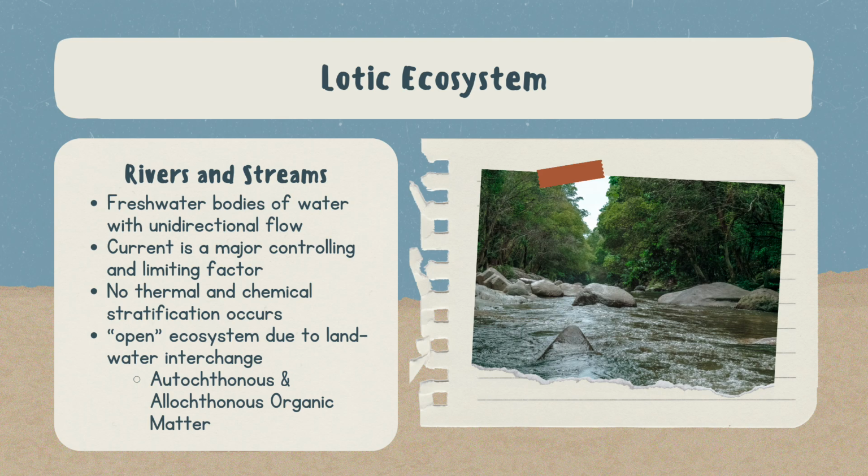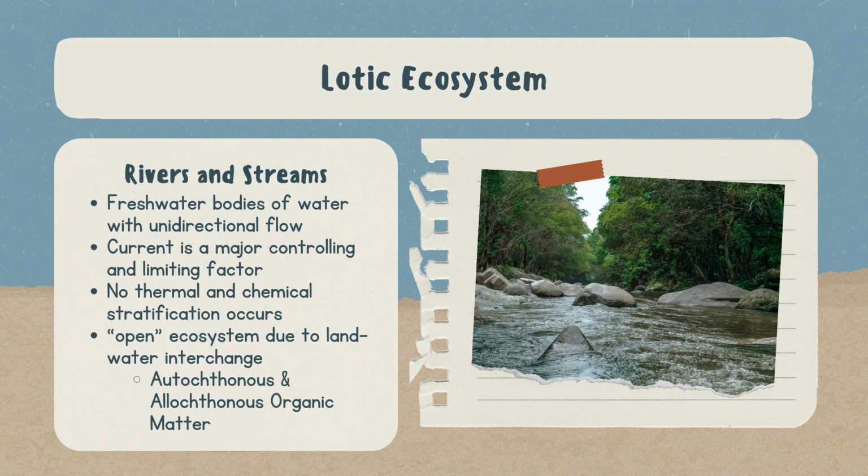So first, a Lotic ecosystem is characterized by flowing waters with unidirectional flow, whereas its current is its major controlling and limiting factor. A great example of this type of ecosystem would be rivers and streams.